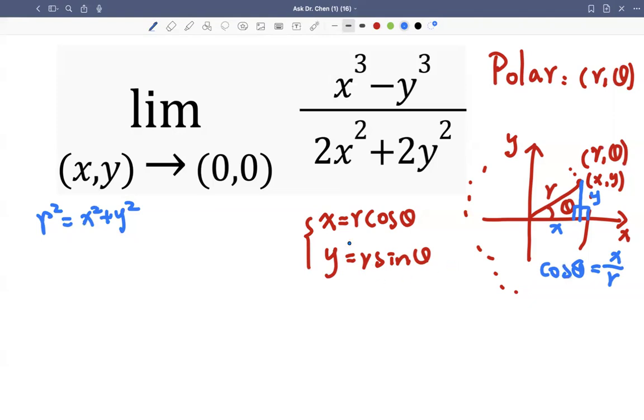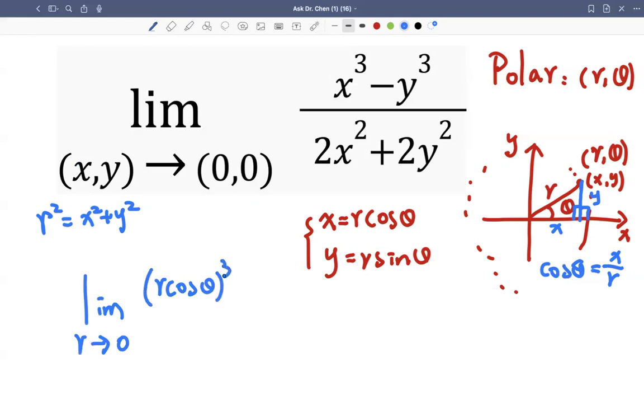So now we want to use this to rewrite this limit. If (x, y) approaches 0, that means r approaches 0. So we want to rewrite it as a limit as r approaches 0. Then for x, we're going to use r cosine theta to represent it, raised to the power of 3.